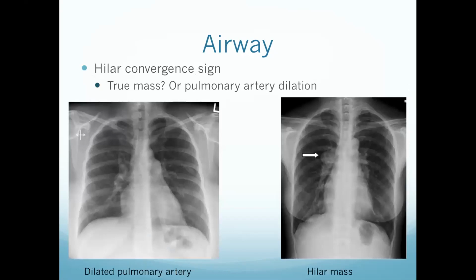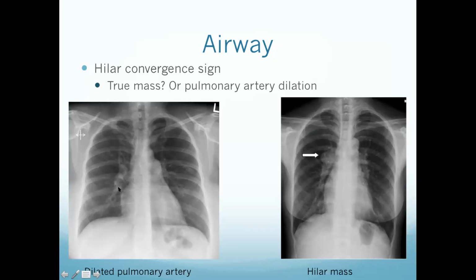And then just more detail on the hilar. So when we're looking at the hilar, if there's a mass there, we want to think, is that a true mass or is it a pulmonary artery dilation? So use the hilar convergence sign. And what that is, if you look at this image on the left, it looks like there's a bit of a mass in the right hilum.